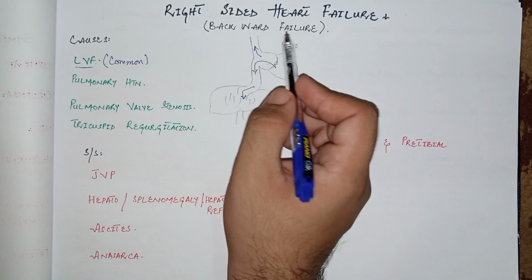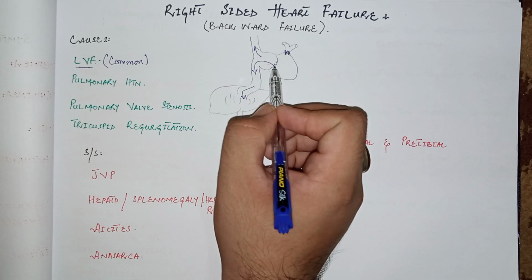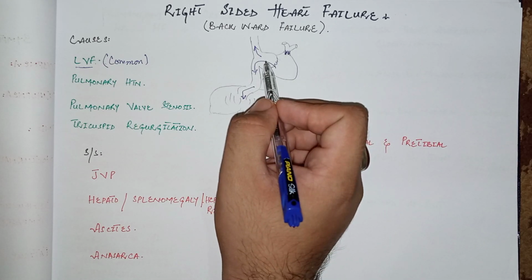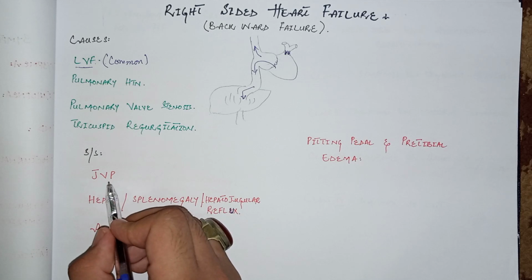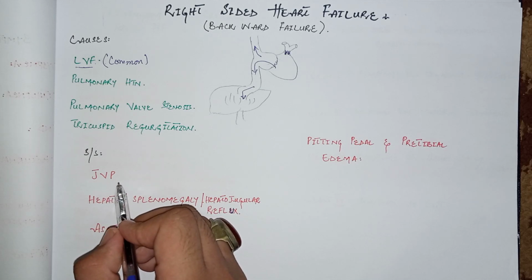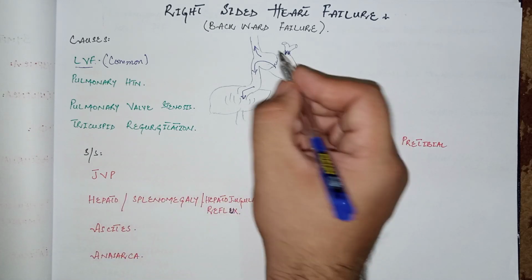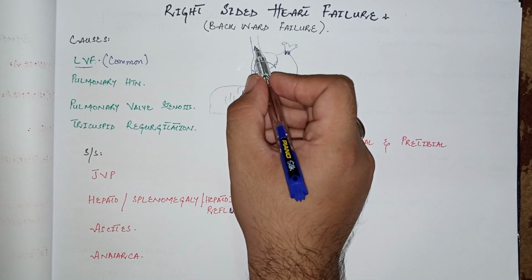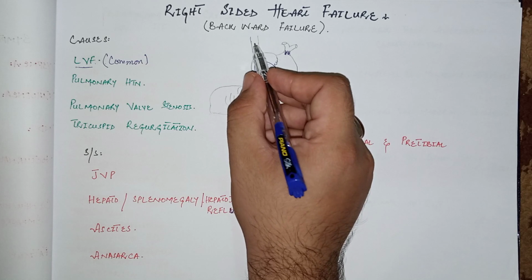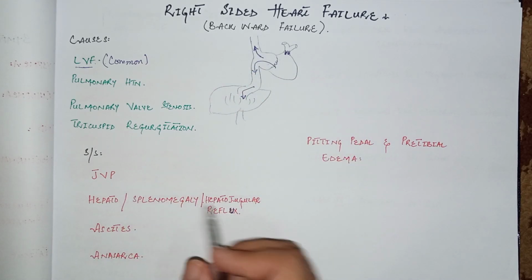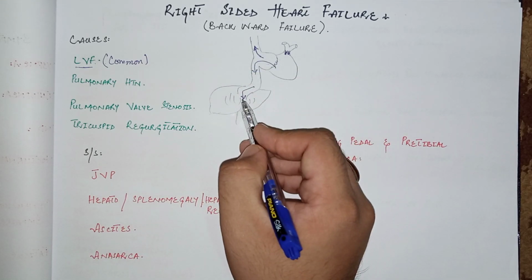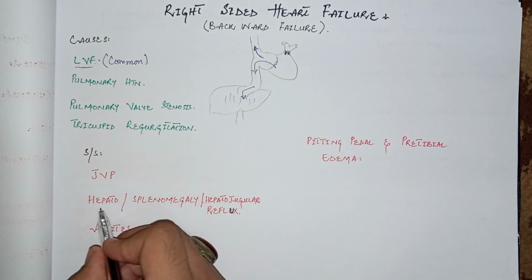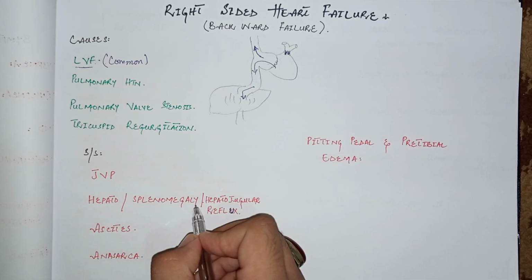Now come to the clinical features. All the features are because of the regurgitation or venous pooling. The JVP distension is the important feature in case of right-sided heart failure. There is a distension of JVP because of the backward pooling of the blood into the superior vena cava and regurgitation into the superior vena cava. And also because of the portal congestion, hepatoportal congestion, there is hepatomegaly as well as splenomegaly.